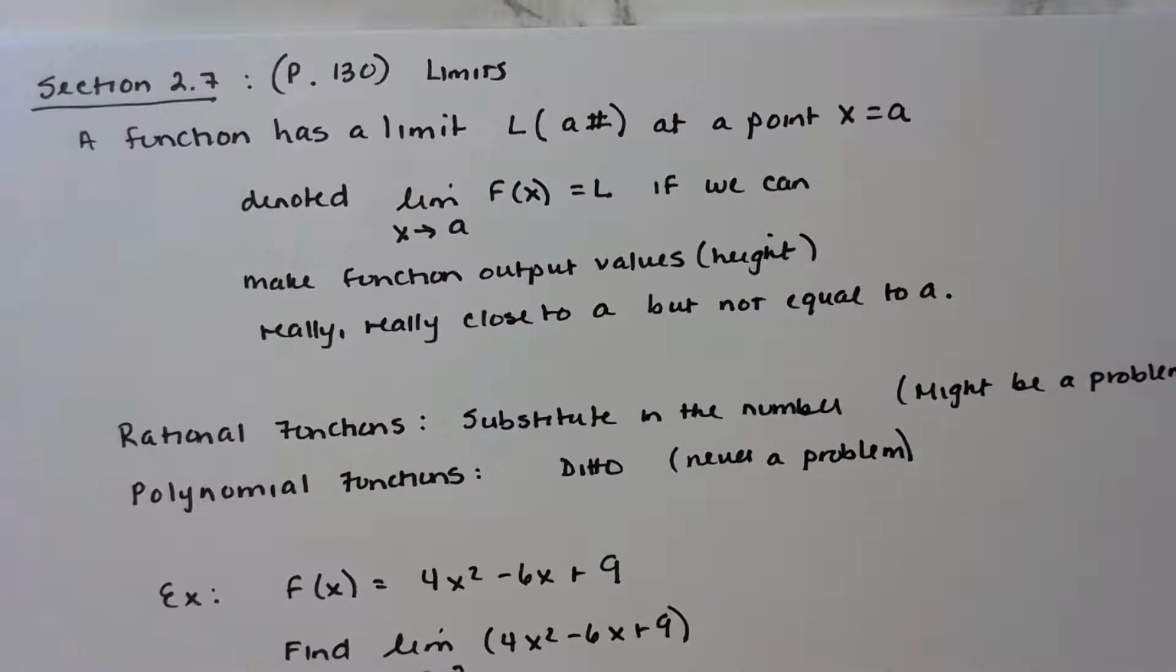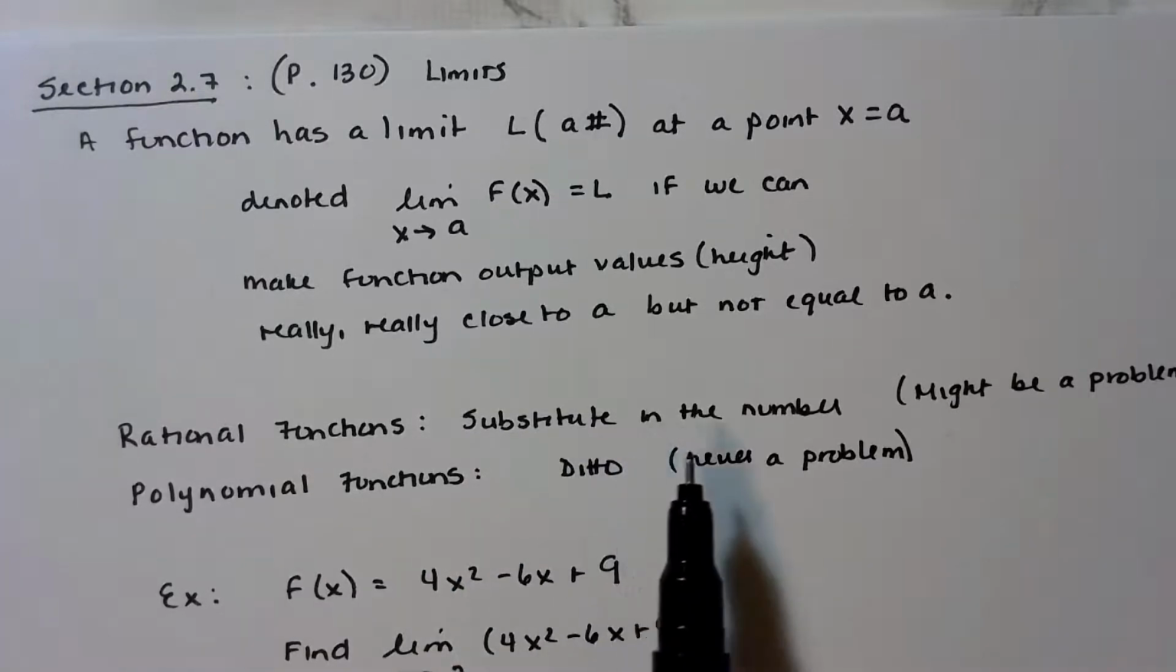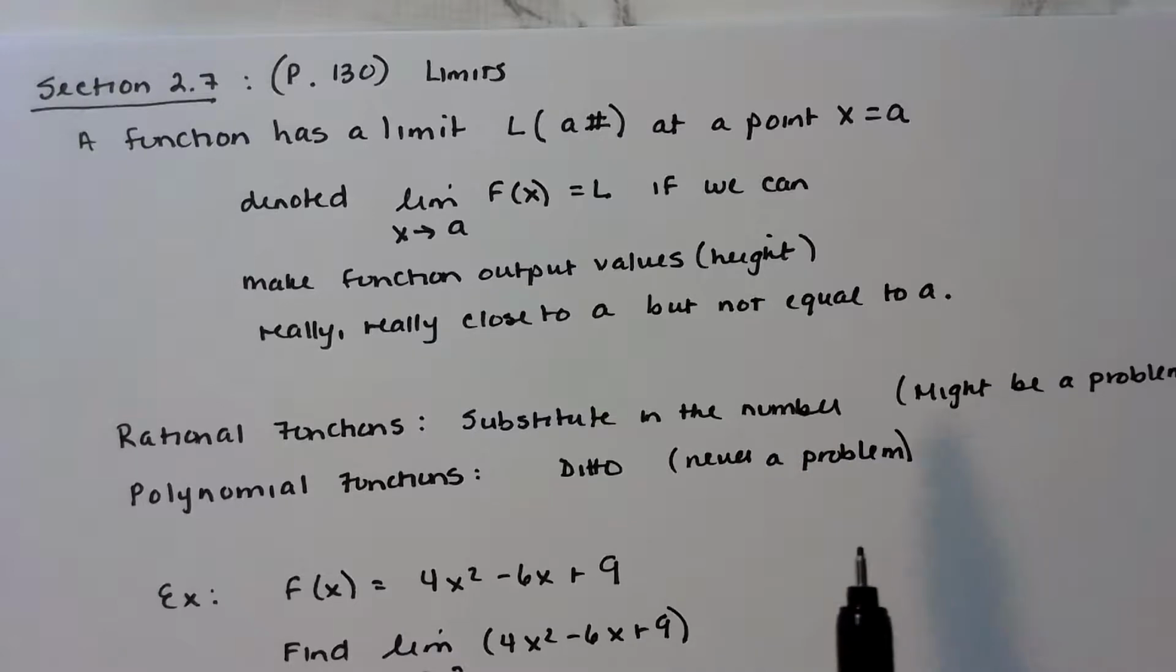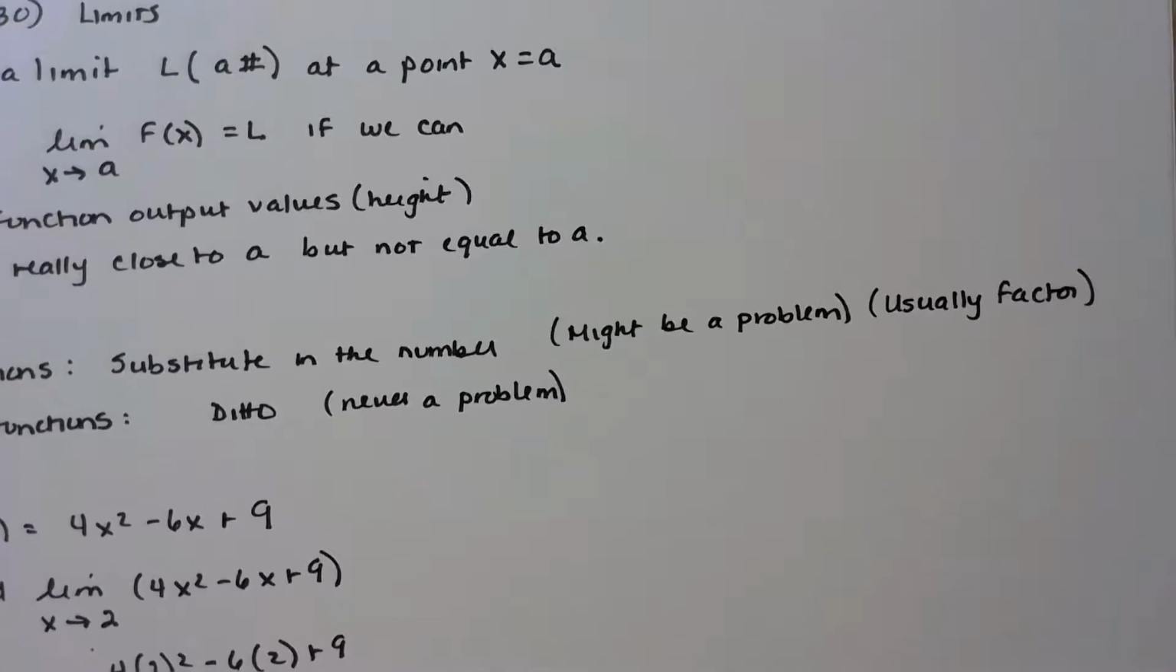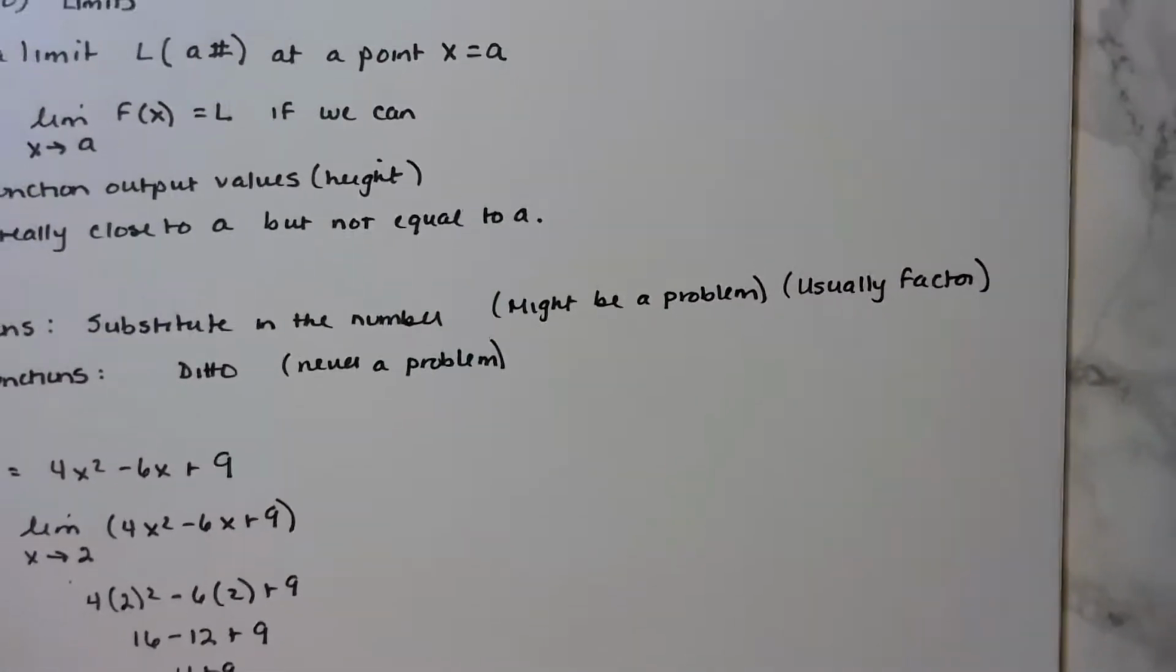Algebraically speaking, you're going to be looking at rational functions or polynomial functions. Polynomial functions are never a problem. They're nice, smooth, continuous functions. There are no holes or breaks or jumps. And so you can just plug in whatever number x is going to, and you're going to get a number. It's that easy. With a rational function, you can still substitute whatever x is approaching, but there might be a problem. So generally with rational functions, we're going to factor those. Just keep that in mind.